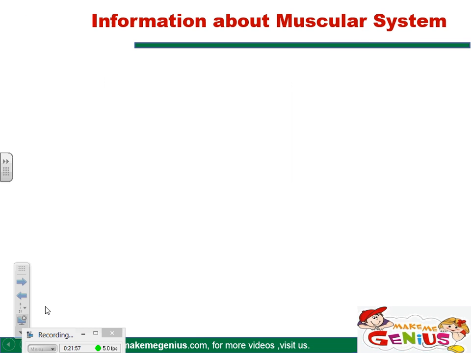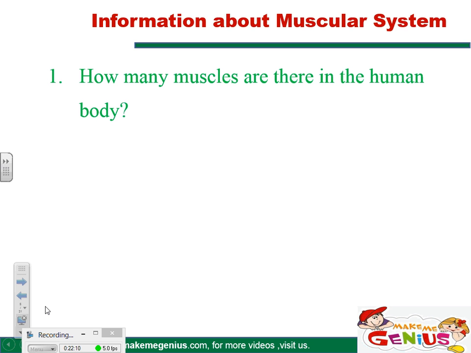Okay? So, let's get some information about the muscular system. Remember, you're jotting down two facts. Don't jot down the first two you see. Jot down something interesting, something you didn't know, or very important to you. How many muscles are there in the human body? You want to take a guess?